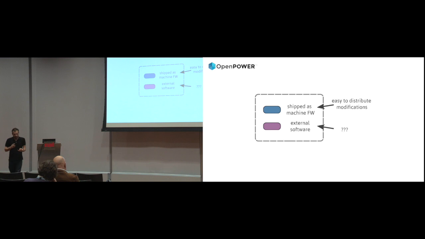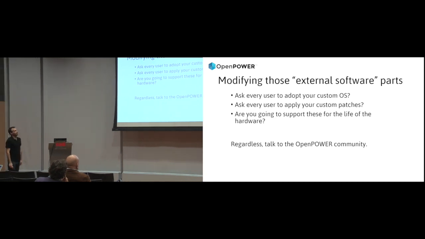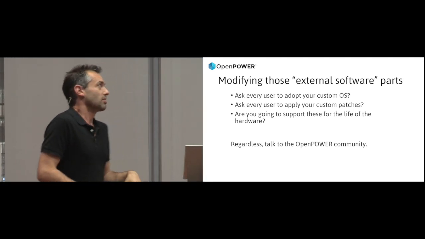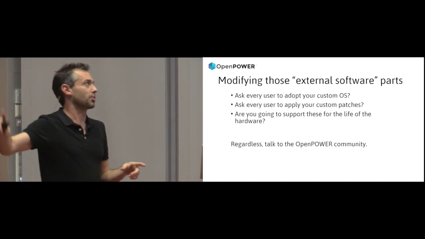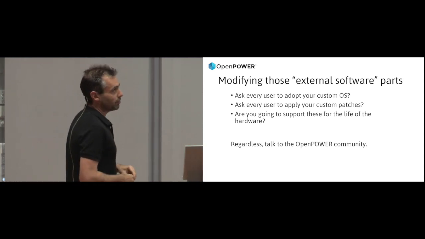Usually a user will be consuming that through a Linux distribution, so they'll be installing Red Hat, Ubuntu, whatever, and consuming it that way. So if we want to modify it, there's a bit of consideration around that. Do we ask every user to, rather than using Red Hat, use our own custom OS? That's a bit unreasonable. Do we want to have every user have to apply custom patches? Are you going to support those patches forever? So it's much easier to make our changes in firmware than it is to get things through the ecosystem. Not to say that's not possible, but it does, again, require some consideration there.